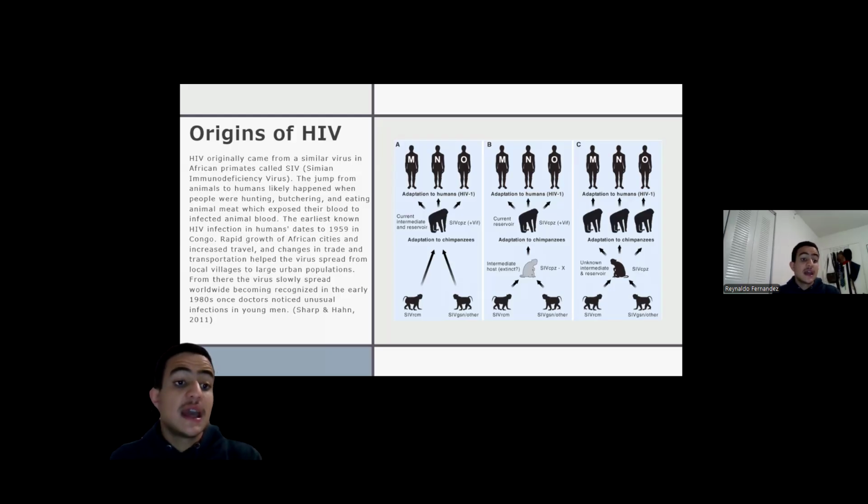African cities and increased travel and changes in trade and transportation helped the virus spread from local villages like in the Congo to large urban populations, and then from large urban populations in Africa, we have a spread across the globe. From there, the virus slowly spread worldwide, becoming recognized in the early 1980s once doctors noticed initial infection in young men.